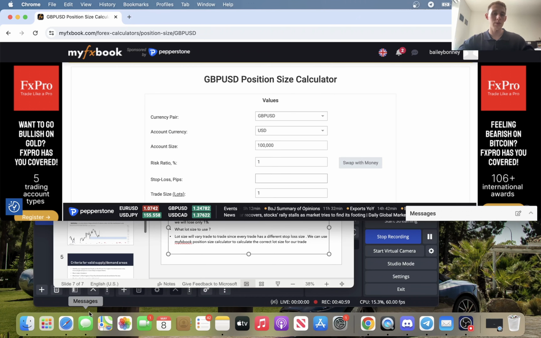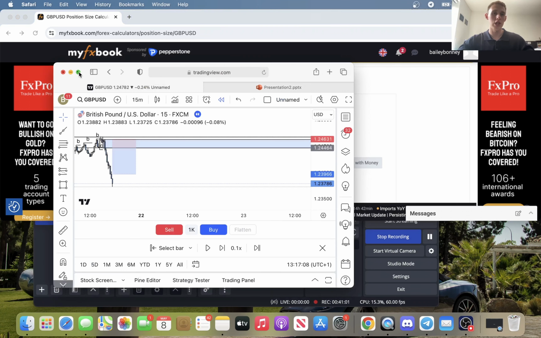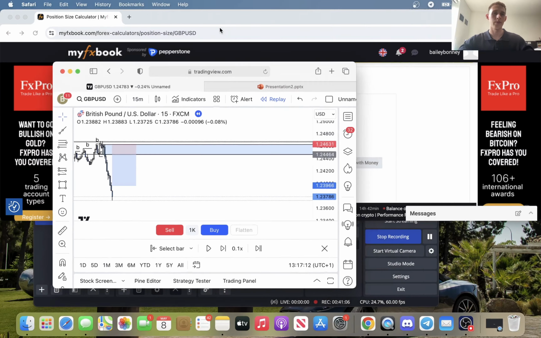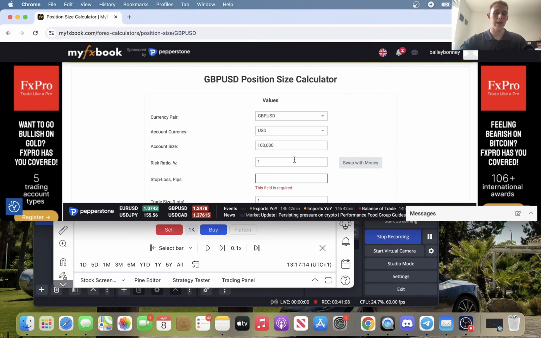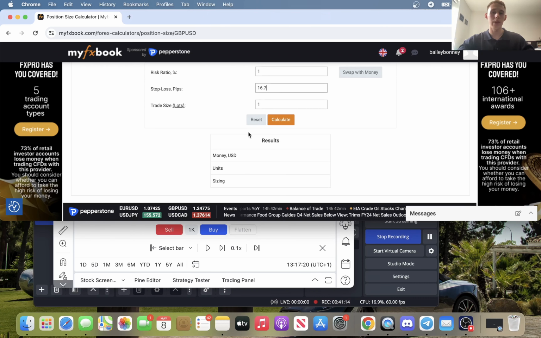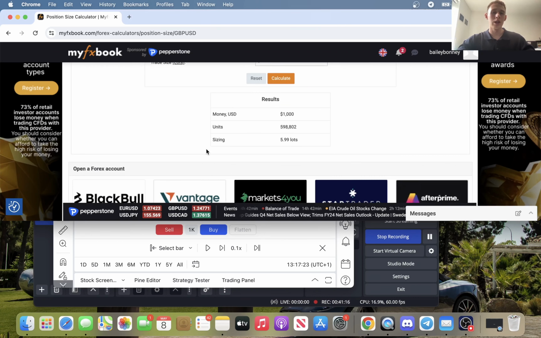The stop loss was, going back to GU, 16.7 pips. So we input that just here. This we can leave as 1 on every single trade, and then we just click calculate. As you can see, we're risking $1,000.